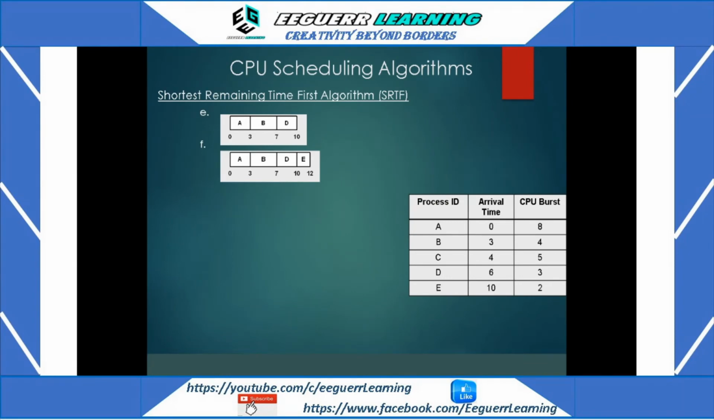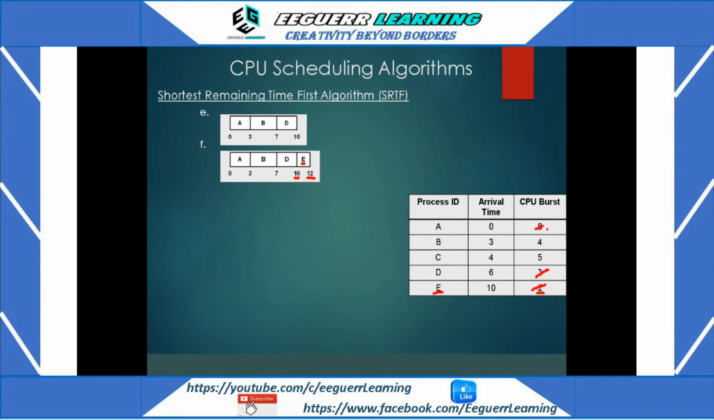Okay, so we have now letter E here the same way that we mentioned. From the table of letter E, the CPU burst of 2 will be added to 10, so the total time now is 12. The total process time is 12 milliseconds. Okay, so we're done with this one.